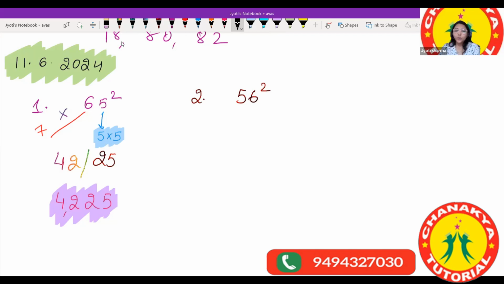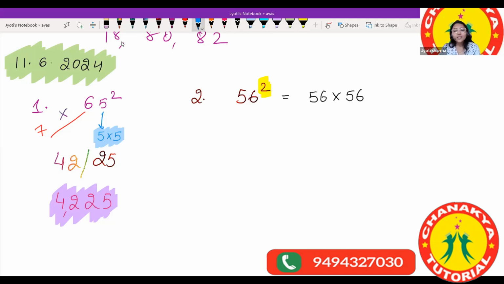Now, 56 square. See, understand again, everyone, what is the meaning of this square? How do we write it? 56 square means 56 into 56. And how do we denote a square? Whenever I want to show a square, I write 2 at the top. So we read it as 56 square.